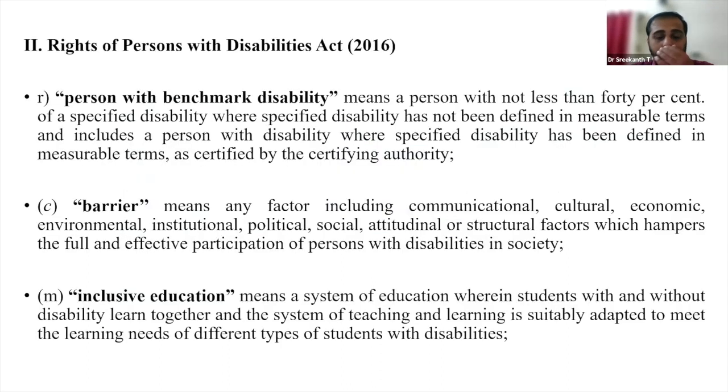So before moving to the legislation part, I would like to mention some of the various definitions which might be useful in terms of providing the disability welfare benefits. RPWD clearly says who is a person with benchmark disability: a person with a minimum of 40% of disability can be considered a person with benchmark disability. It has also mentioned various types of environmental, physical, communicational, or cultural barriers. What are barriers and what are the different types of barriers?